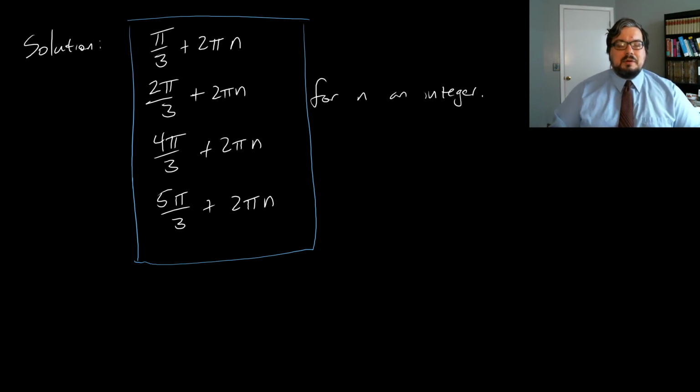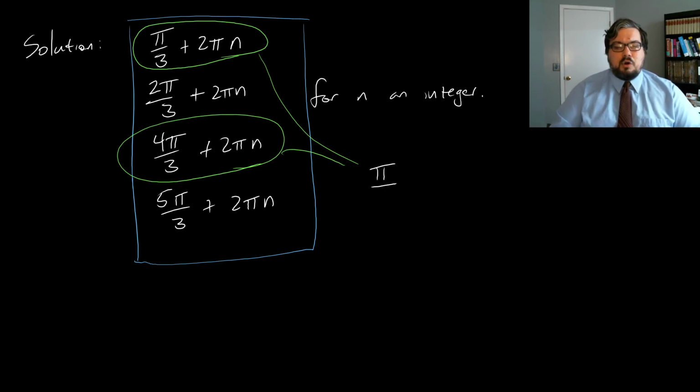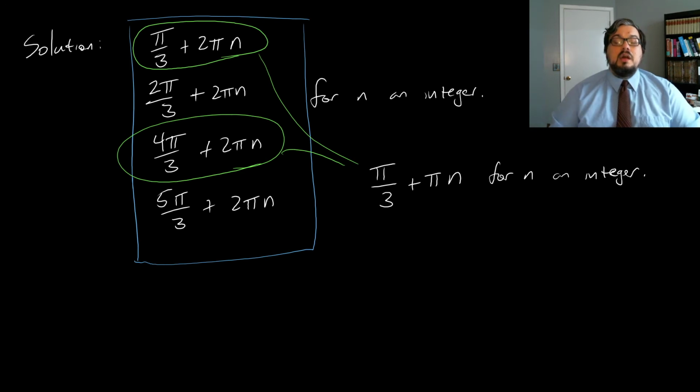One thing that you might notice if you look at this type of problem in books is that these two solution families could be combined. We could describe this whole family of solutions as pi over 3 plus pi n for n an integer. And this doesn't mean that the original function has a period of pi or anything like that. It just means that these two families of solutions happen to match up in this way. Let's see how that works.